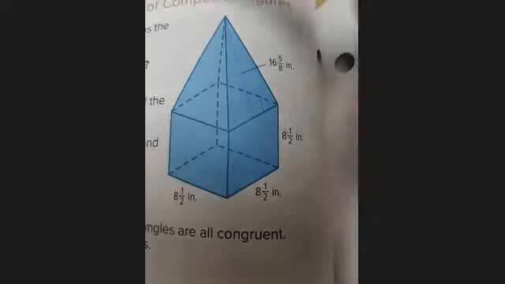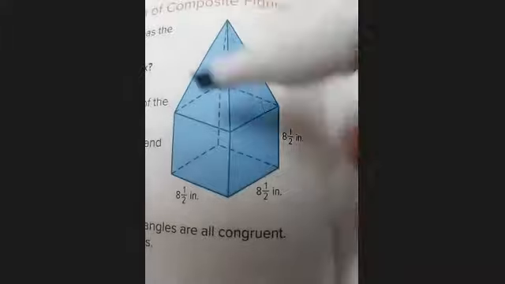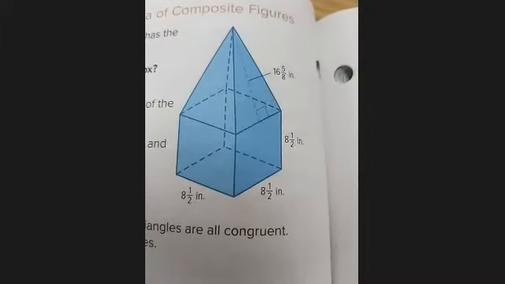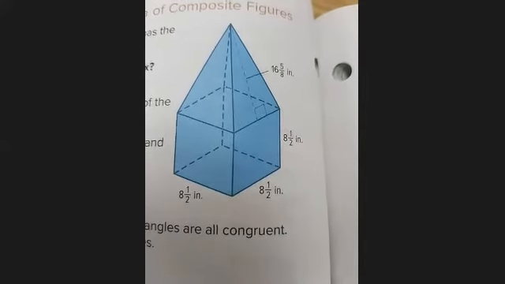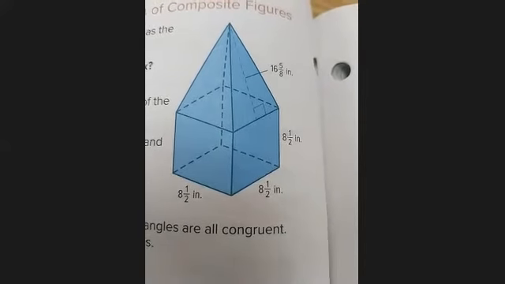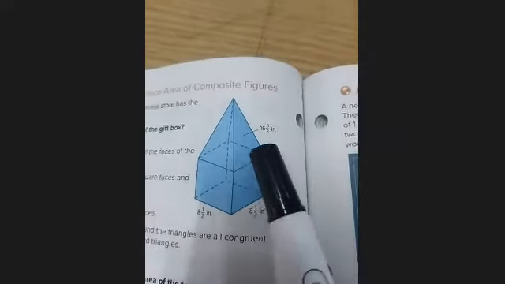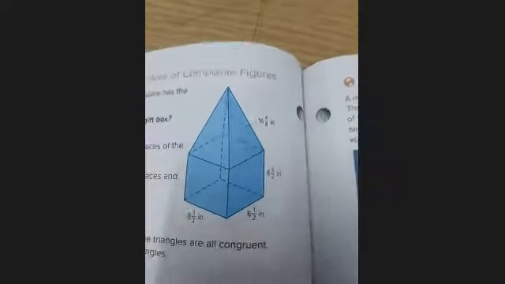The upper part here, what are the faces? How many faces? Four faces. Each face is a triangle, right? All of them have the same height, which is 16 and 5 over 8, and the same base, which is 8 and a half. So what will we write?